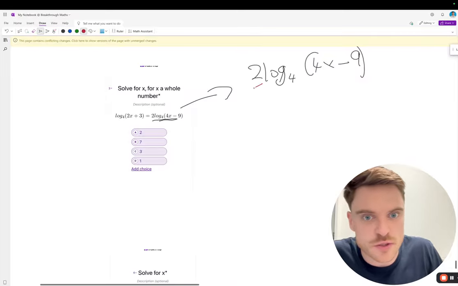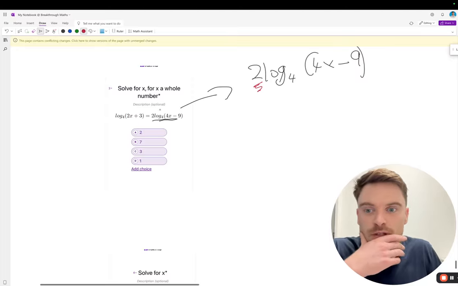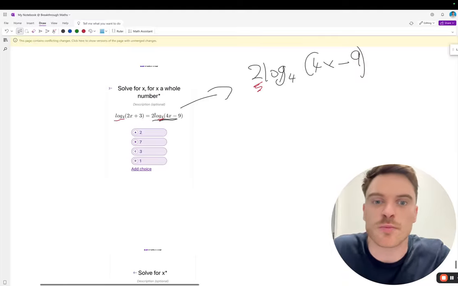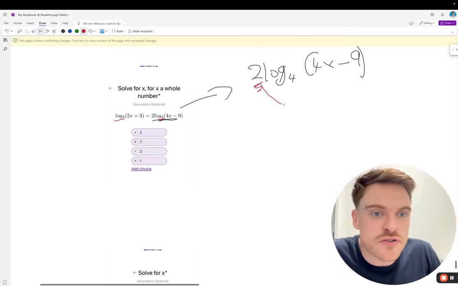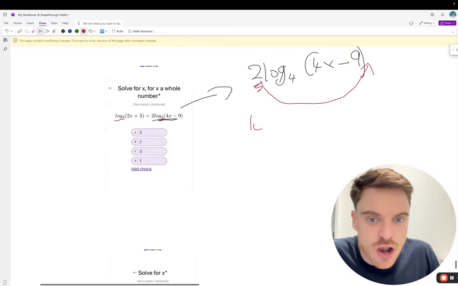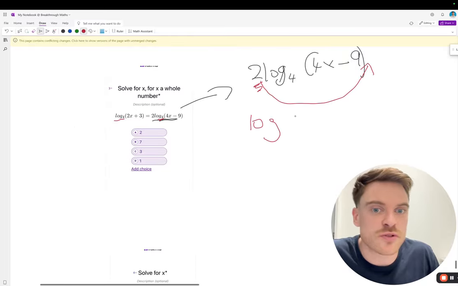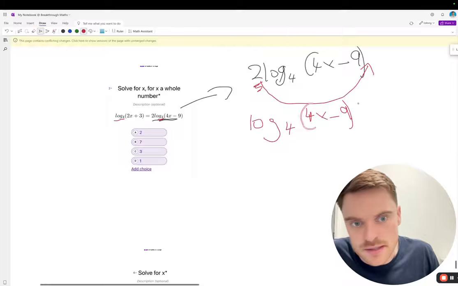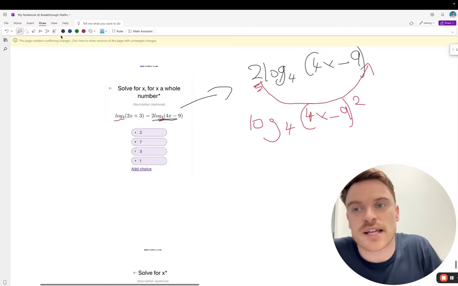So how are we going to get rid of that 2? Because this is log 4 and you want this to be just log 4 as well, no 2 attached. That's the whole point. To get rid of it, you can use your log rules. You can bring this up to here. So it's the same thing as saying log 4 of (4x minus 9) to the power 2, so that to be squared essentially.